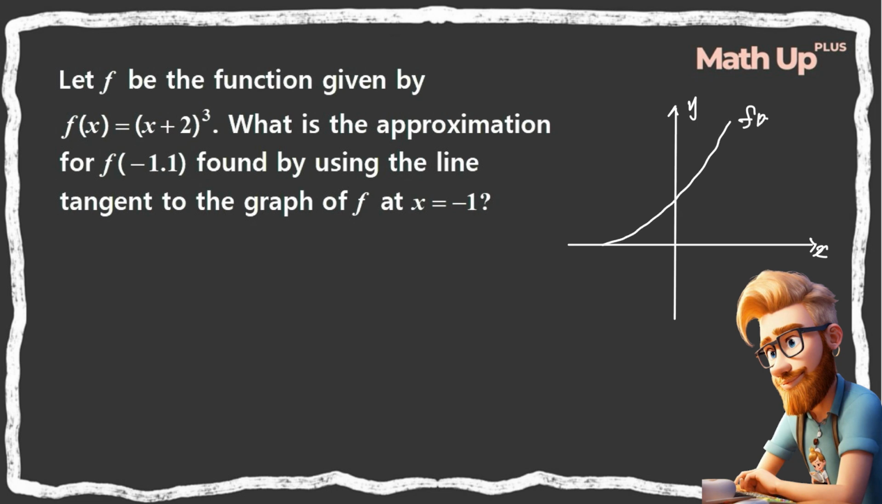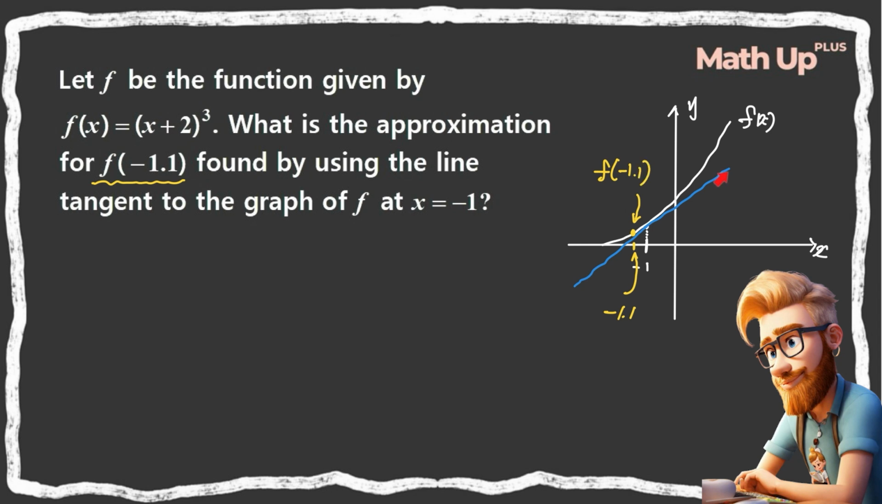is f of x. If this is negative 1, we have to use this tangent line to approximate f of negative 1.1. So if this is negative 1.1, this value right here, the point on the curve f of x, that is equal to f of negative 1.1. That's the exact function value.